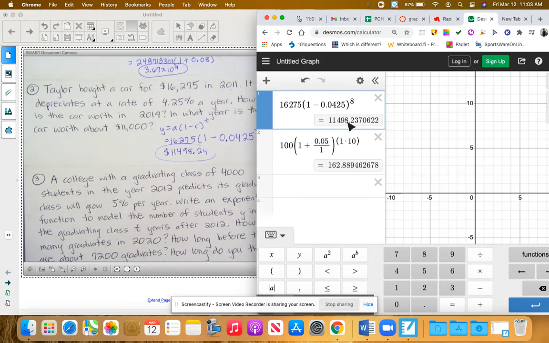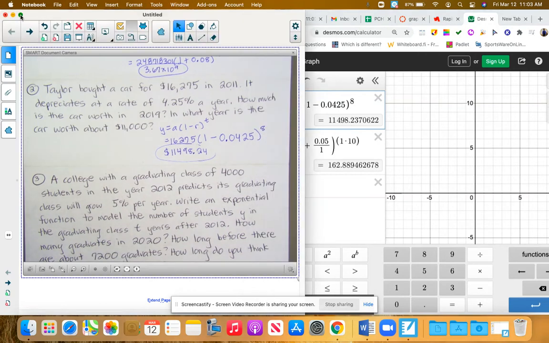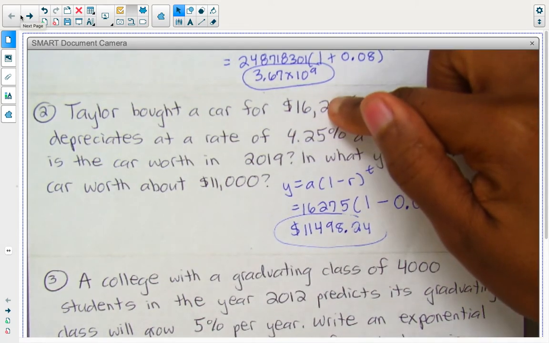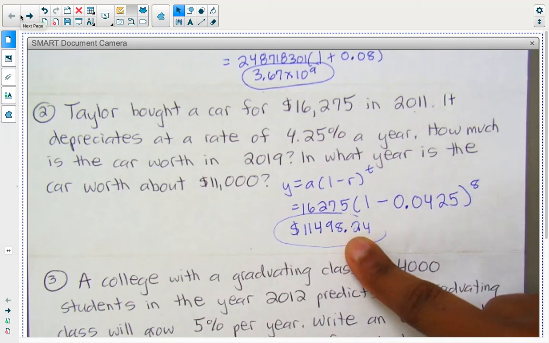So what happens with this car is that it's depreciating. When something depreciates, it goes down in value. So she bought it for this amount, and then now it's this amount 8 years later.